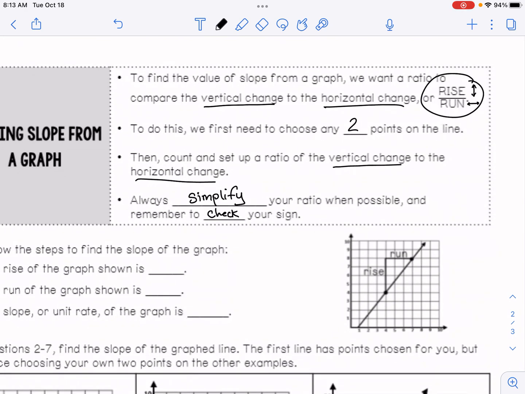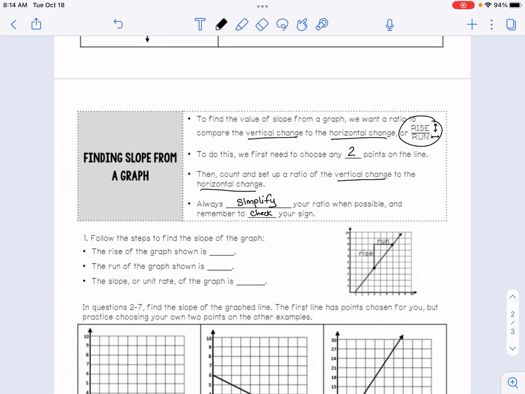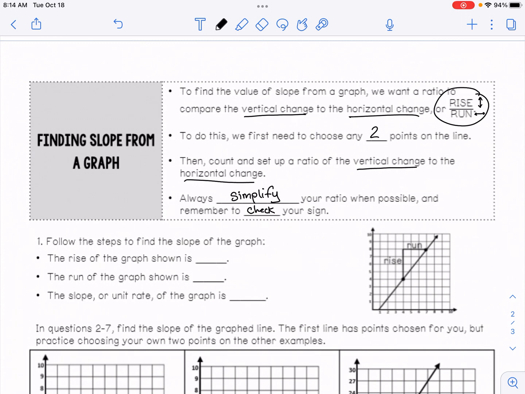And then here we're going to say, remember to check your sign. Right. So the rules for dividing, right? A negative divided by a negative is a positive. If the signs are different, it's a negative. So like a negative divided by a positive, that's a negative. A positive divided by a negative, that's a negative. Okay. So if the signs are the same, positive. Signs are different, negative. So if you need to write that down, do so.